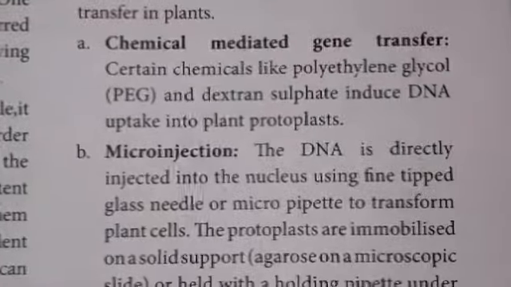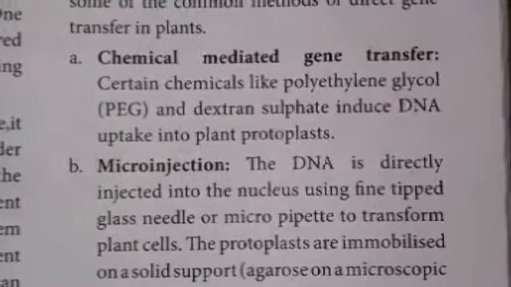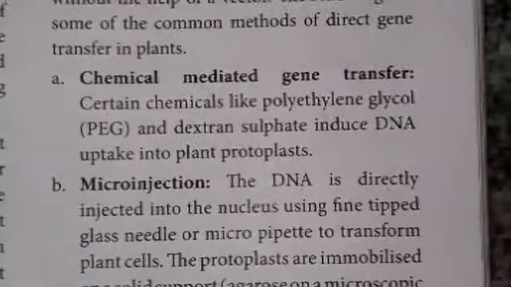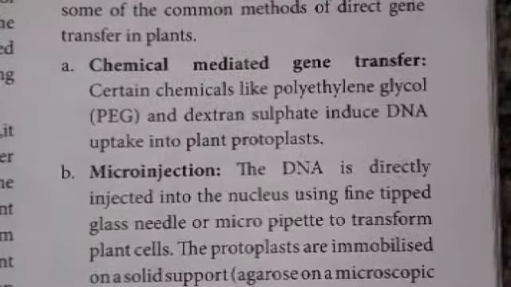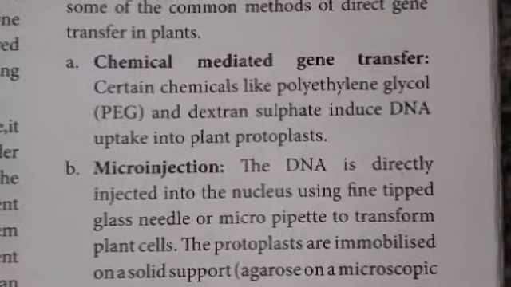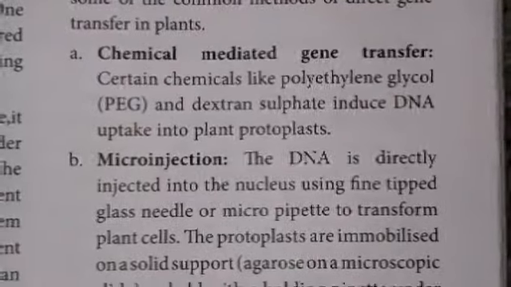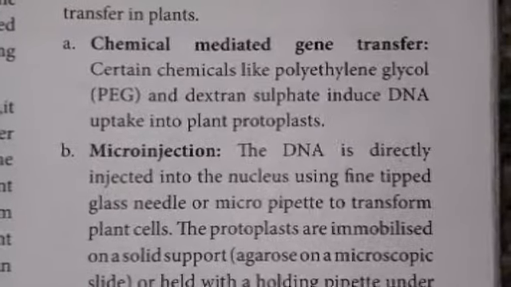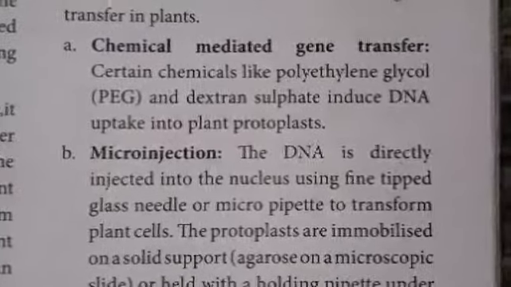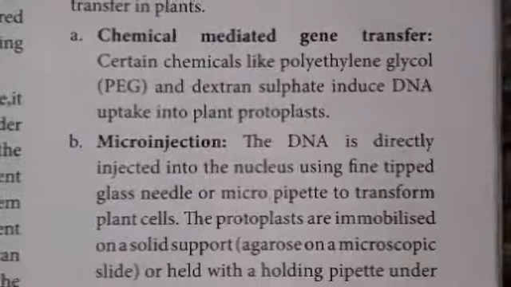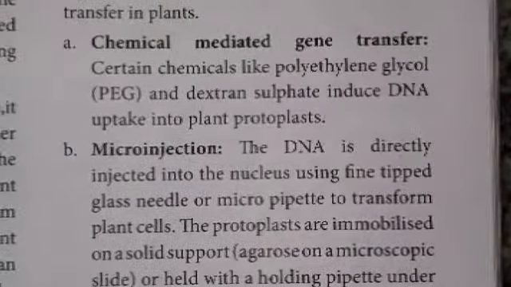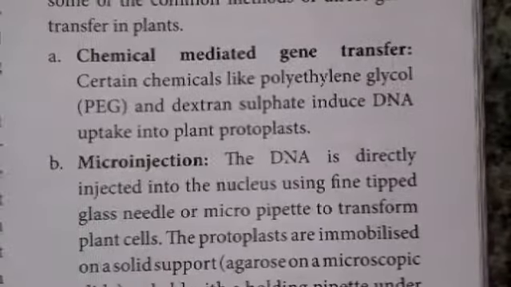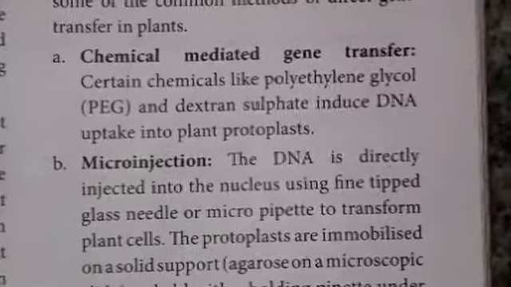The first method of vectorless gene transfer is chemical mediated gene transfer in plants. Certain chemicals like polyethylene glycol (PEG) and dextran sulfate induce DNA uptake into the plant protoplasm. So directly it induces the DNA uptake into the plant protoplasm.